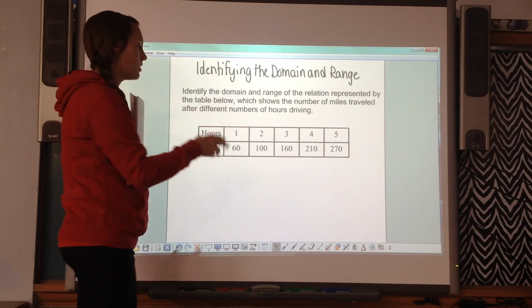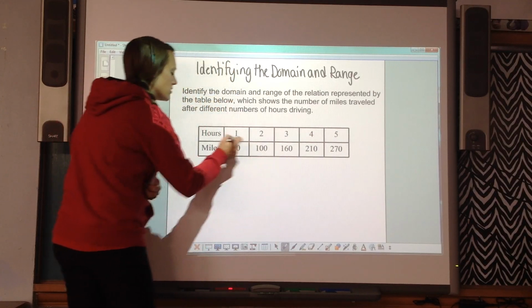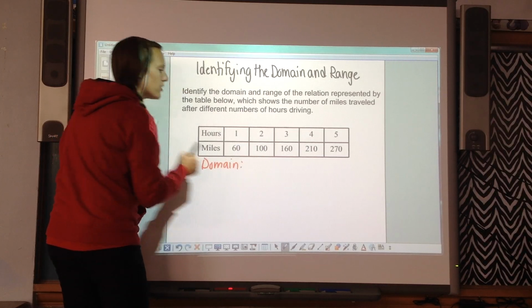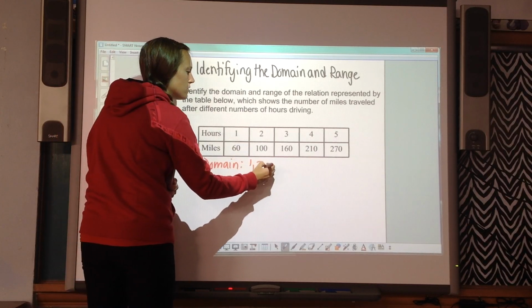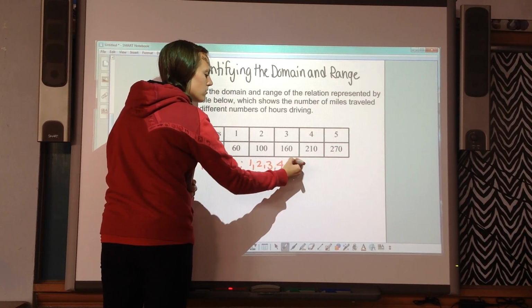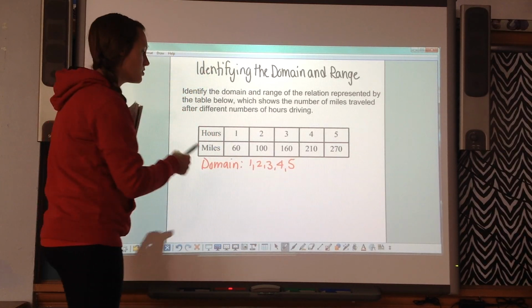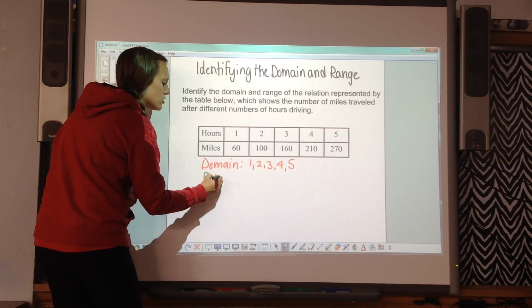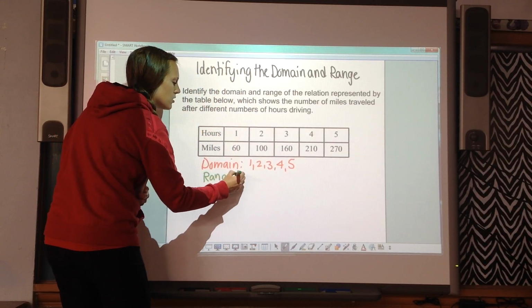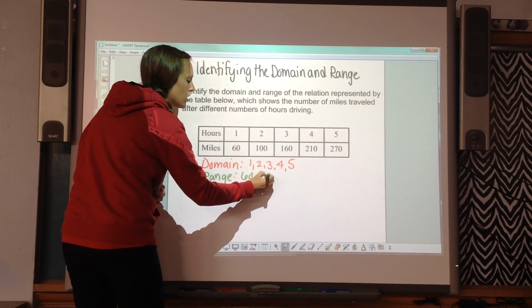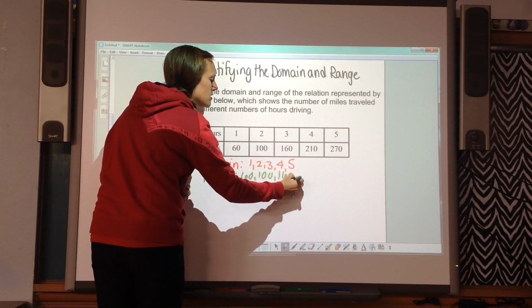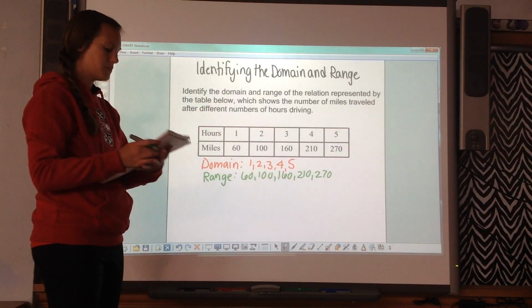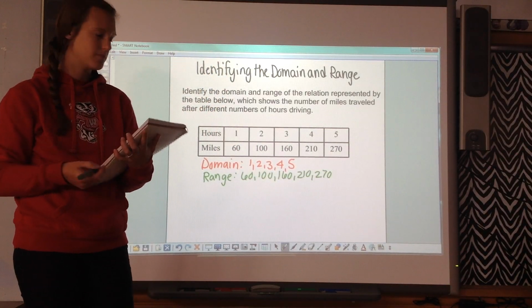There's a relationship here. So the domain, and watch how I list this, is just 1, 2, 3, 4, and 5. It's not listed any way special, it's just a list. And then the range is 60, 100, 160, 210, 270. Pretty simple. Okay.